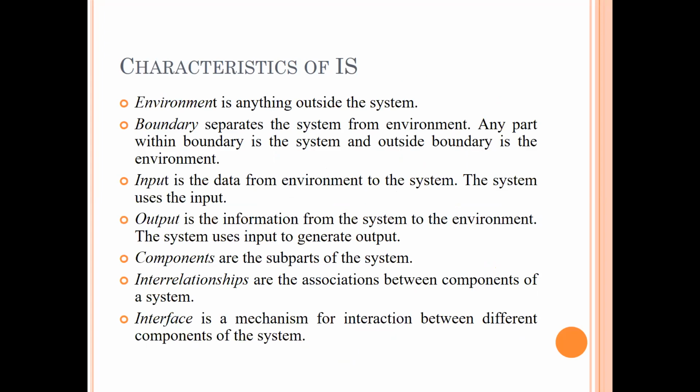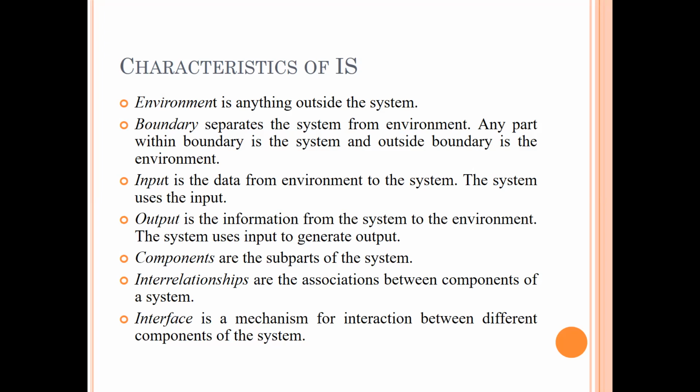Characteristics of an information system. So some of the characteristics of an information system include the environment. So the environment is anything outside the system. Then the boundary separates the system from the environment. So any part within the boundary is a system, and outside the boundary is the environment.